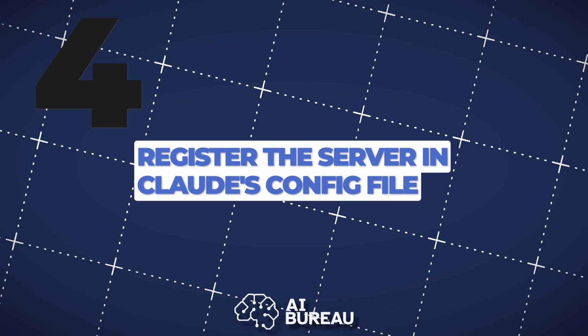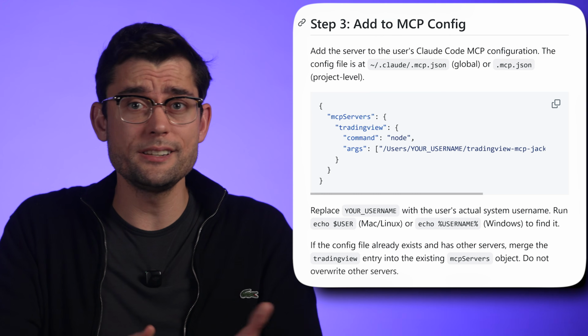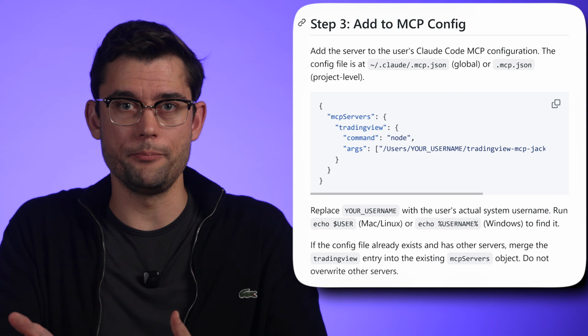Step 4. You register the server in Claude's config file. On Mac and Linux, that lives at the .claude folder in your home directory. On Windows, it's inside the Claude folder in your app data. You add a small block that tells Claude to run the server with Node and points it at the server file. And that's it, a handful of lines.